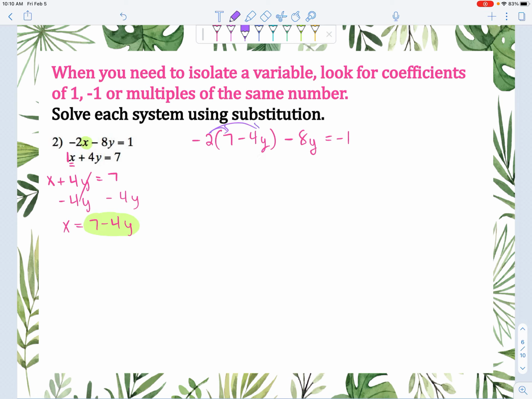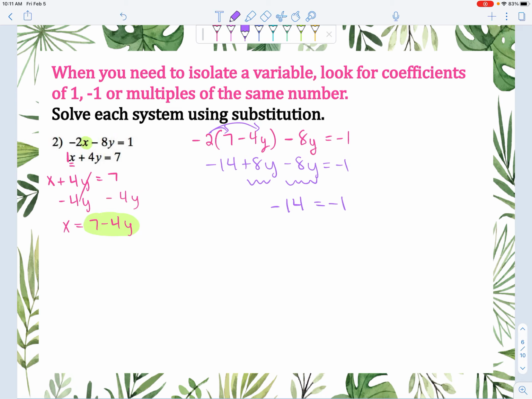This allows me to solve, distribute, combine my y terms, and notice what's going to happen when I go to combine my y terms here. I'm left with a false equation. All of my variables canceled.